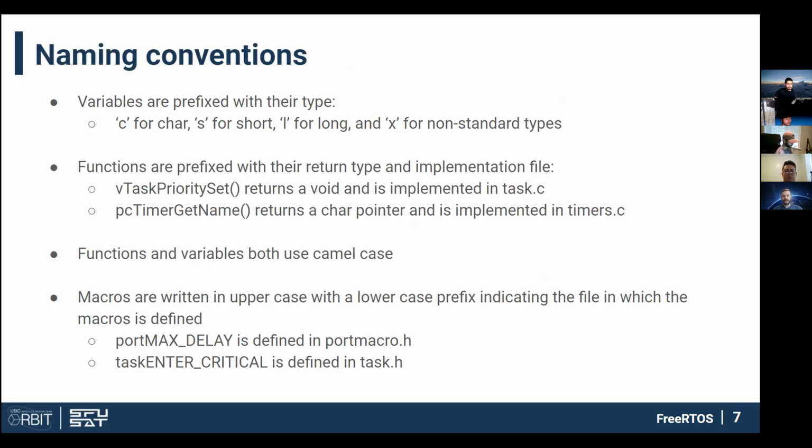So a brief word on naming conventions, just because I'm going to show some APIs in the slides here, so you guys aren't confused. Variables and functions are prefixed with their type and their return type. You have C for char, S for short, so on and so forth. They're also prefixed with the module in which they are implemented. So task priority set is implemented in task.c, timer get name is in timers.c. All uses camel case, and macros are written in uppercase with a lowercase prefix again.